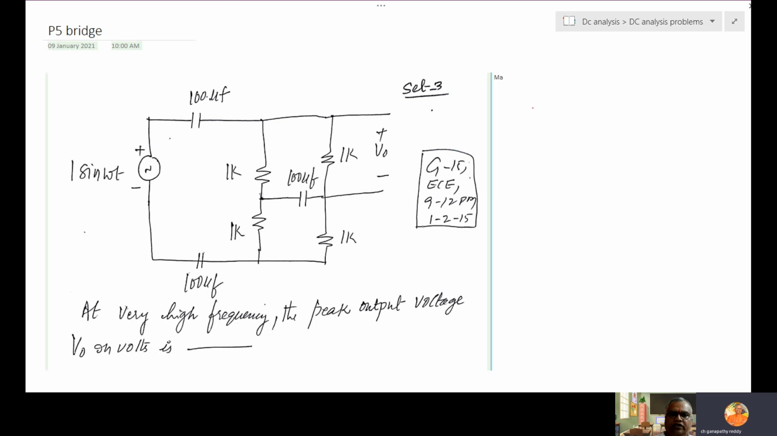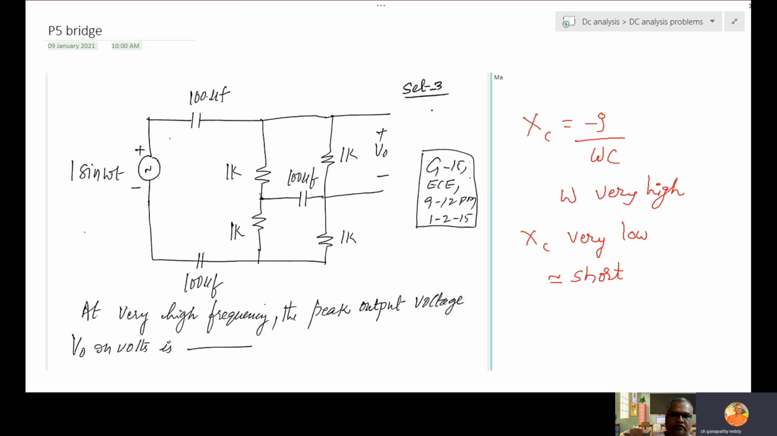What is the capacitive reactance in general? Minus j by omega C. When this frequency is very high, what is the capacitive reactance? Very low. Very low means approximately short. Zero resistance path. So this capacitor acting like a short.